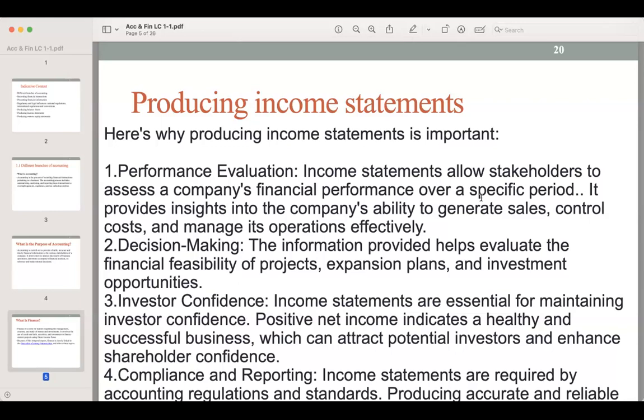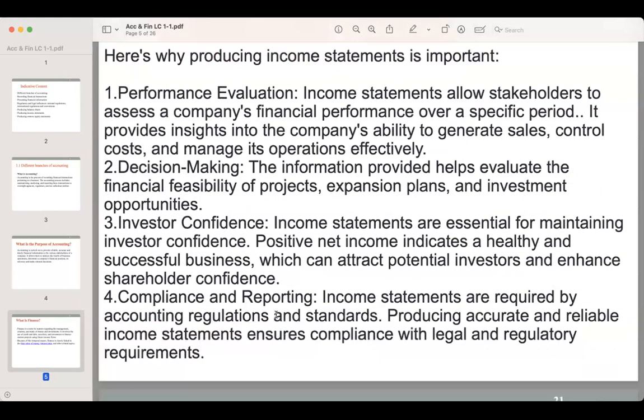And the last one is, producing an accurate and reliable income statement is essential for compliance with legal and regulatory requirements. Accounting regulations and standards mandate that companies prepare income statements as part of their financial reporting. It ensures transparency and accountability in financial reporting, which is fundamental for the overall trust and credibility of the company.